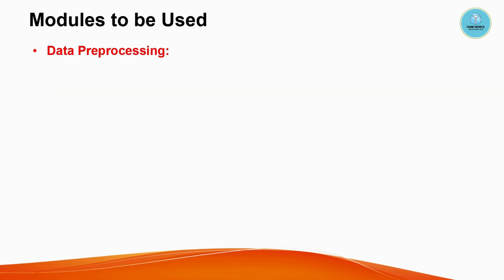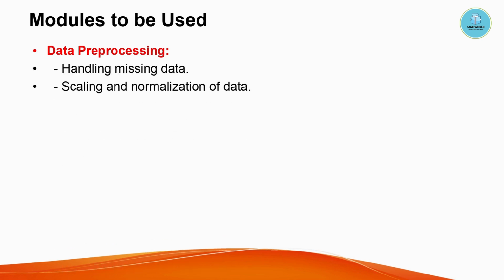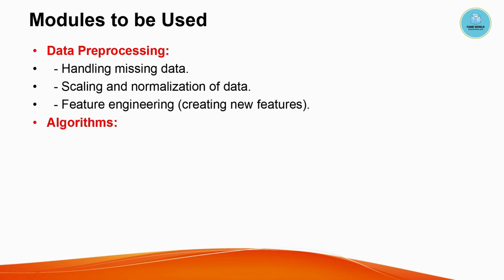In this anomaly detection process, several key modules are used. First, data processing is essential. This includes handling missing data, scaling and normalizing transaction data, and applying feature engineering techniques such as creating new features based on transaction history, like average spending or frequency of transactions.